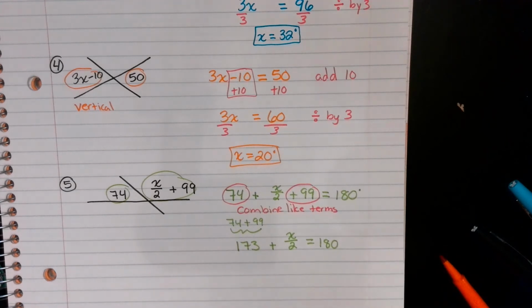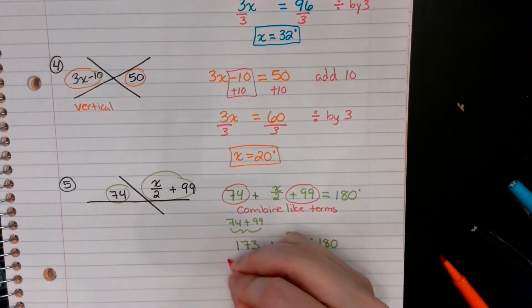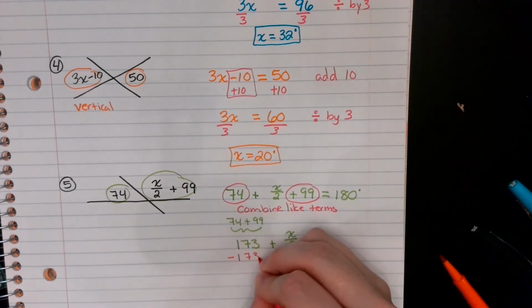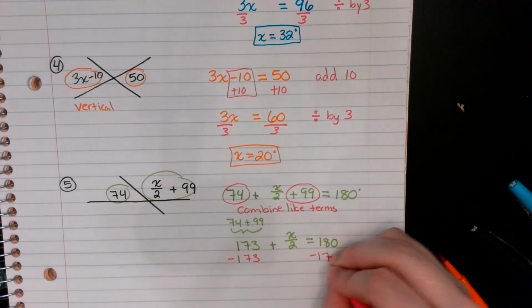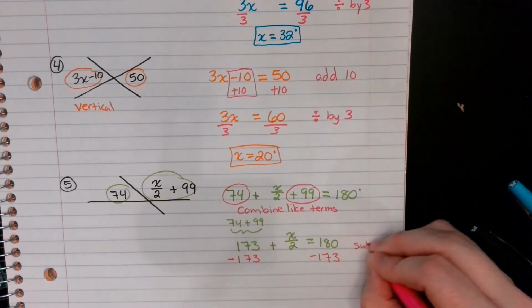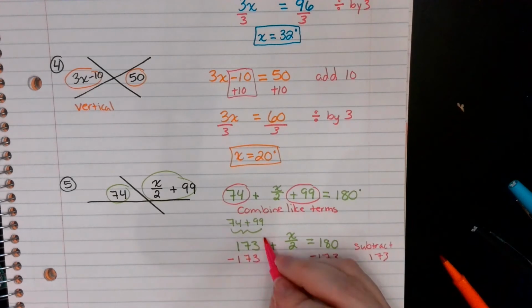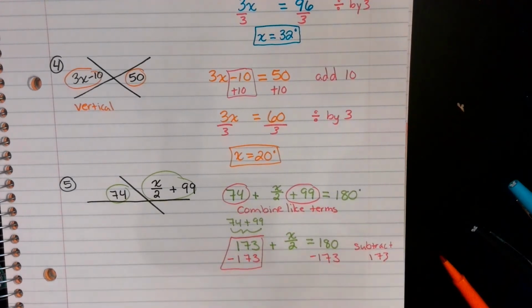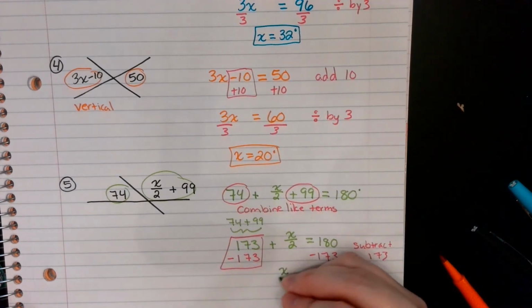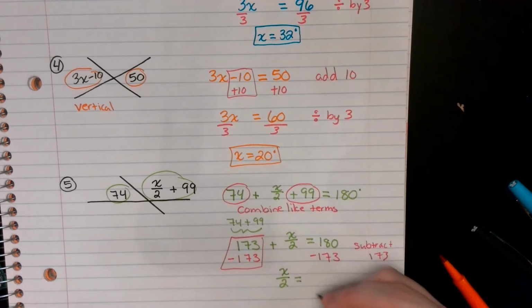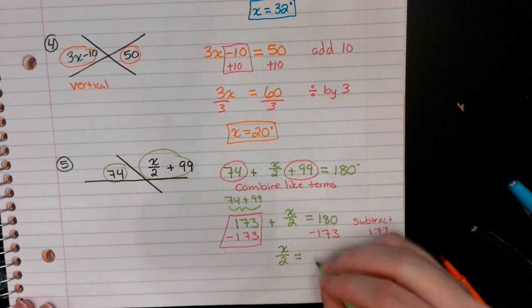Now I can go ahead and start solving. So the first thing I need to do is get rid of that 173. Since it's a positive, I'm going to go ahead and subtract 173 from both sides. So if I subtract the 173 from both sides, that's going to leave me with x over 2 is now equal to 7.